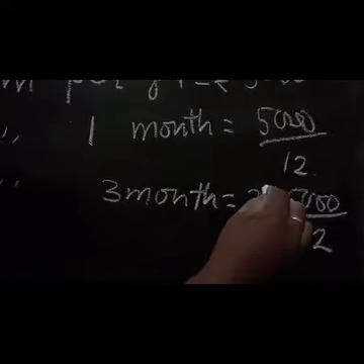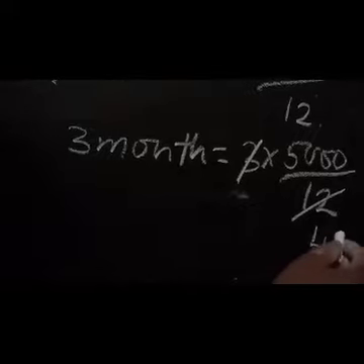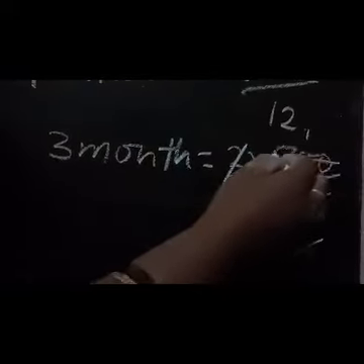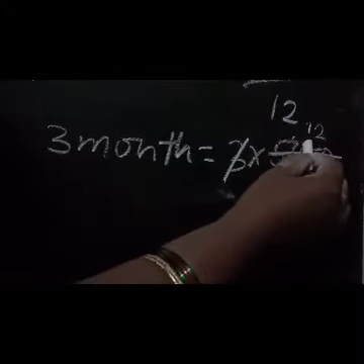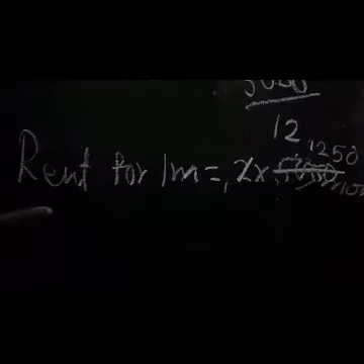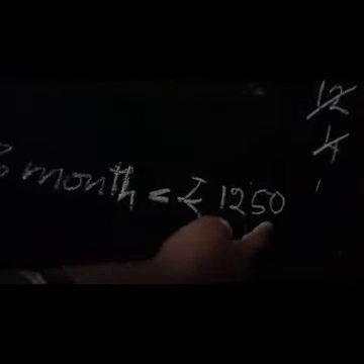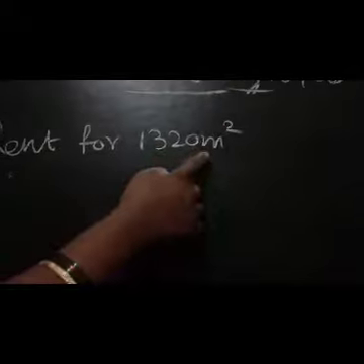So here 1 3s are 3, 4 3s are 12, and 4 1s are 4. Here also 1 4s are 4, remaining 1. 10 we have, 2 4s are 8, remaining 2. 5 4s are 20 and 0. So rent for 1 meter square per 3 months equal to rupees 1250. Same like that we have to calculate for area. We have 1320 meter square.